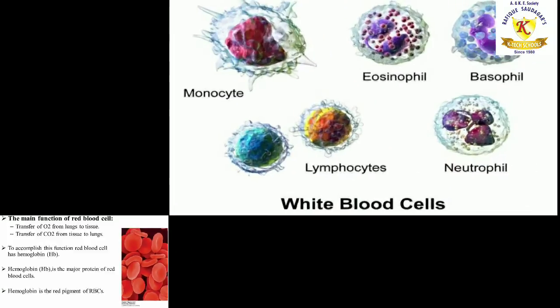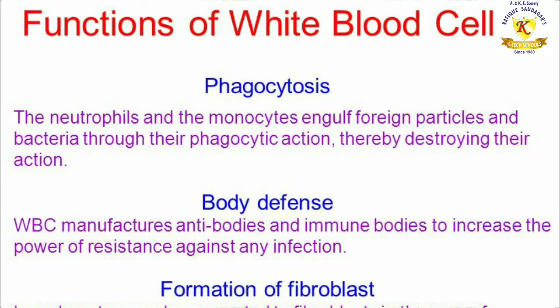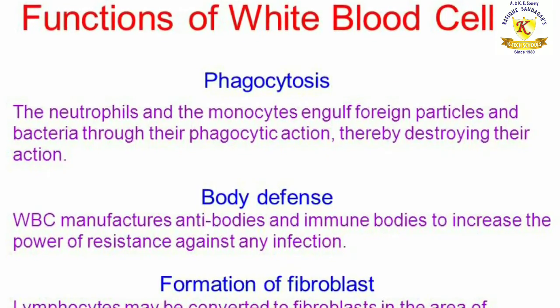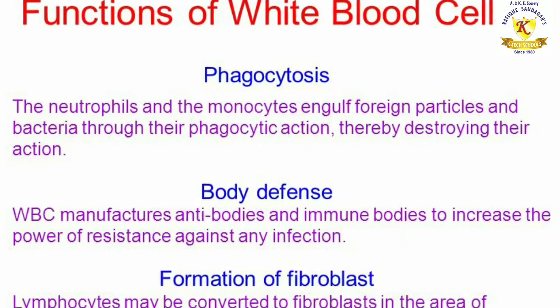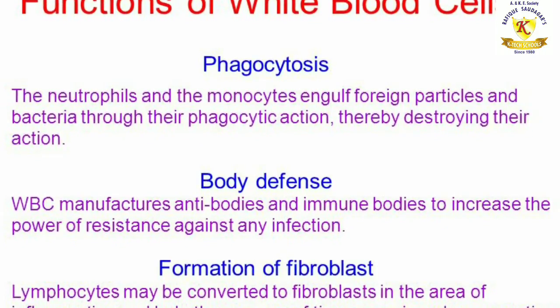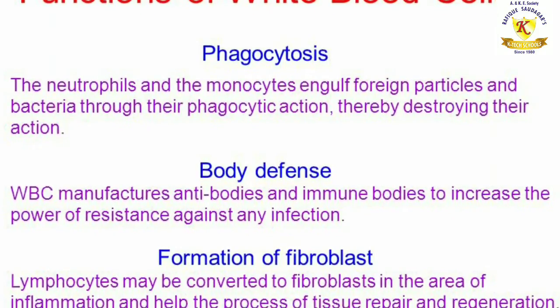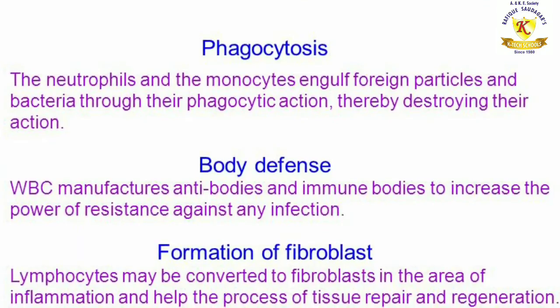Let's see white blood cells. There are various types of white blood cells like monocytes, lymphocytes, neutrophil, basophil and eosinophil. Functions of white blood cells. Phagocytosis. The neutrophils and the monocytes engulf foreign particles and bacteria through phagocytic action, thereby destroying their action.